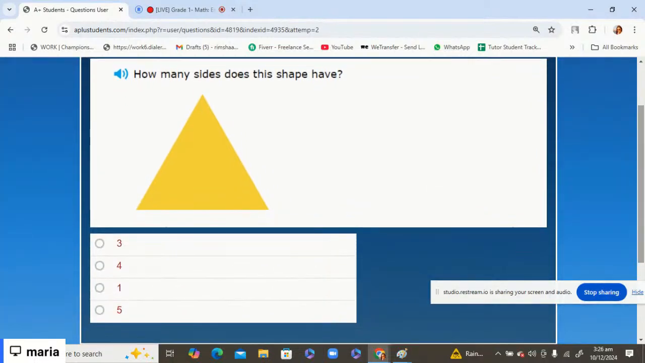Okay, now everyone tell me in the chat, how many sides does this shape have? I'm talking about the sides now firstly. Tell me how many sides does this shape have? It's three sides, then they are saying that four sides, then one side, or five sides. There are four options. You guys check and then tell me the answer.